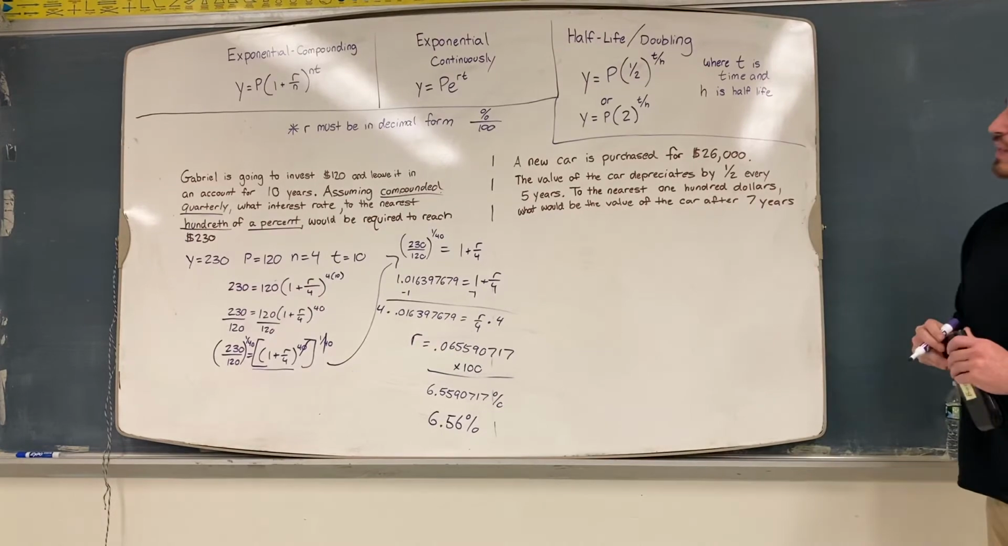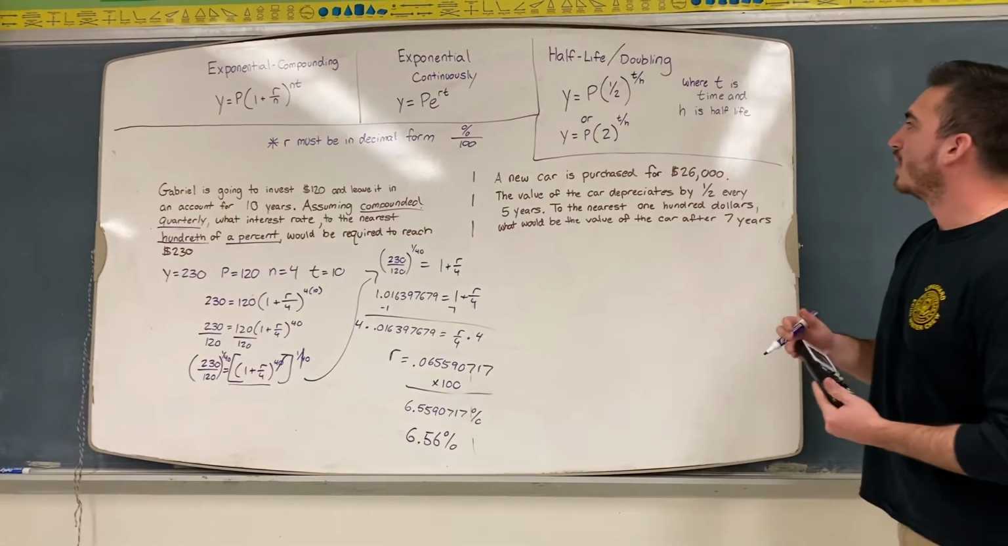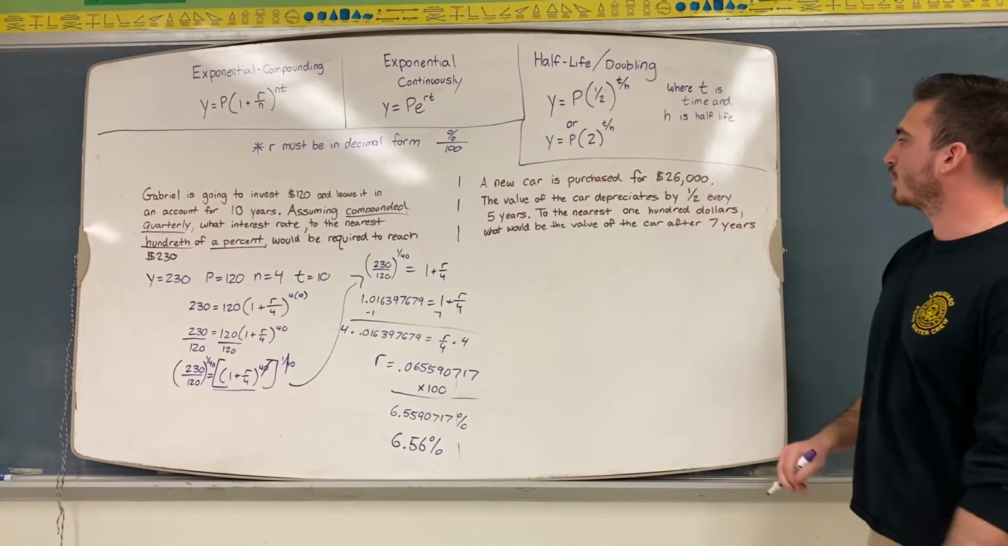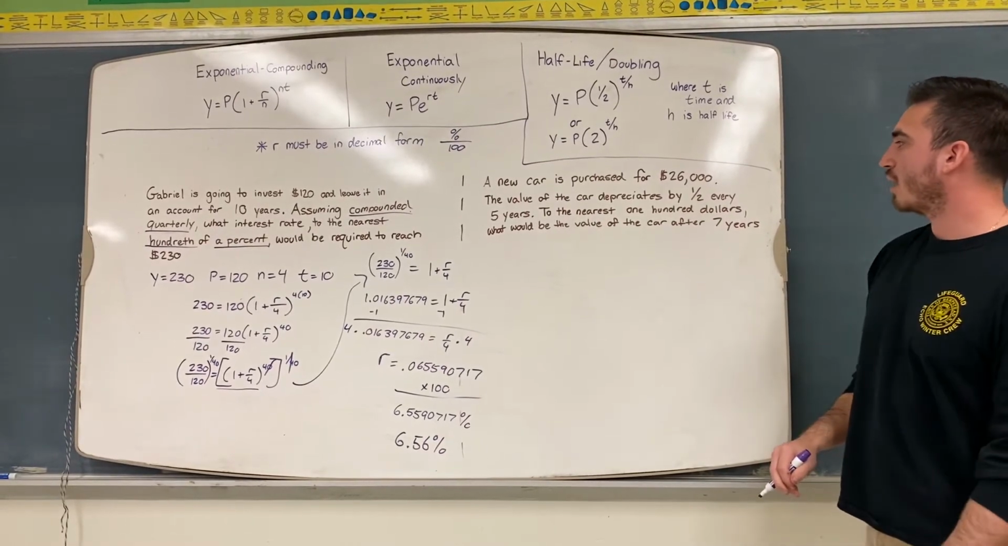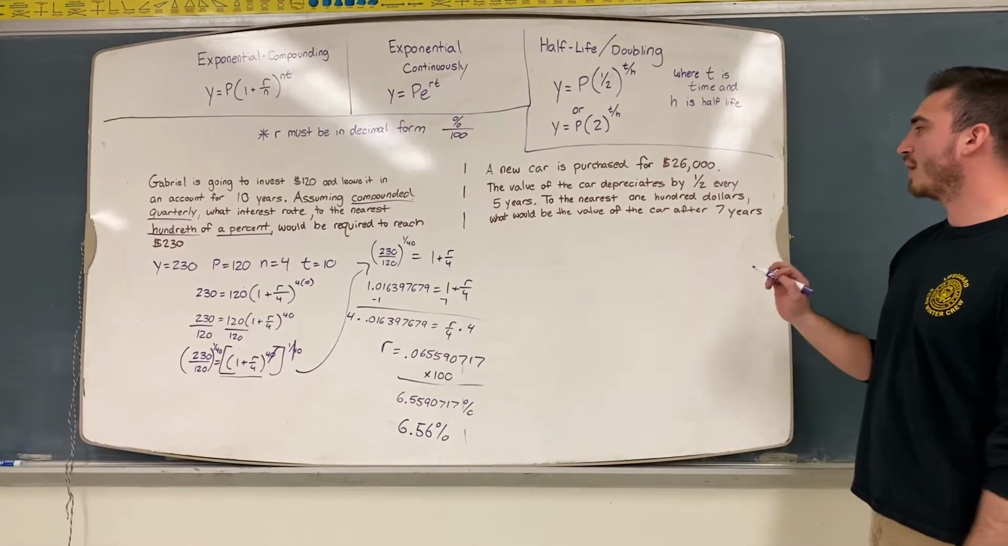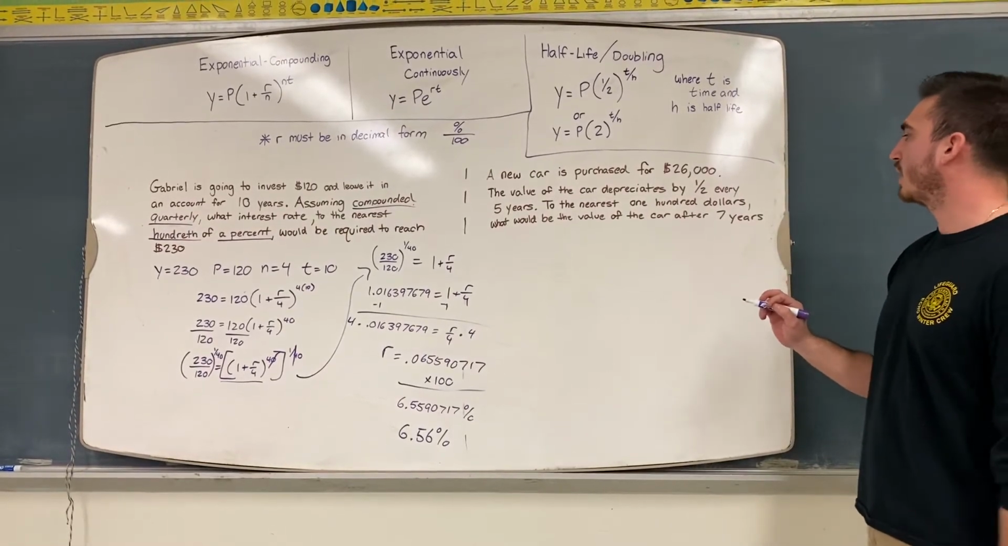Now we're going to be doing something new that I never taught you guys before. This is dealing with half-life or decay. So it says a new car is purchased for $26,000. The value of the car depreciates by 1/2 every 5 years. To the nearest $100, what would be the value of the car after 7 years?